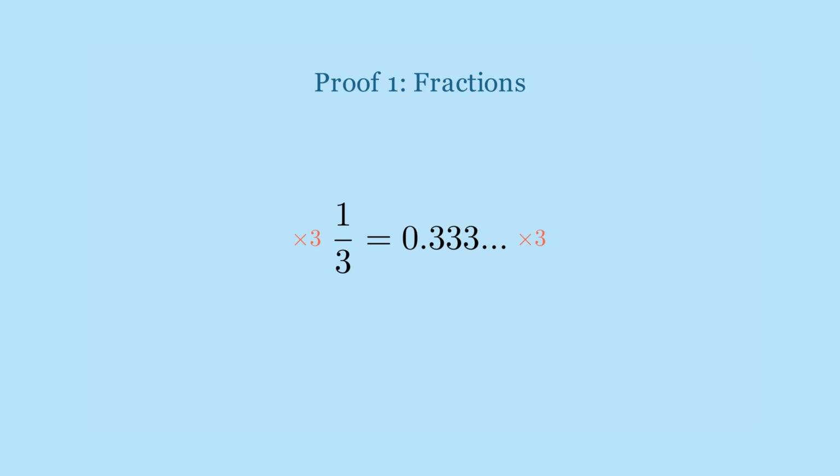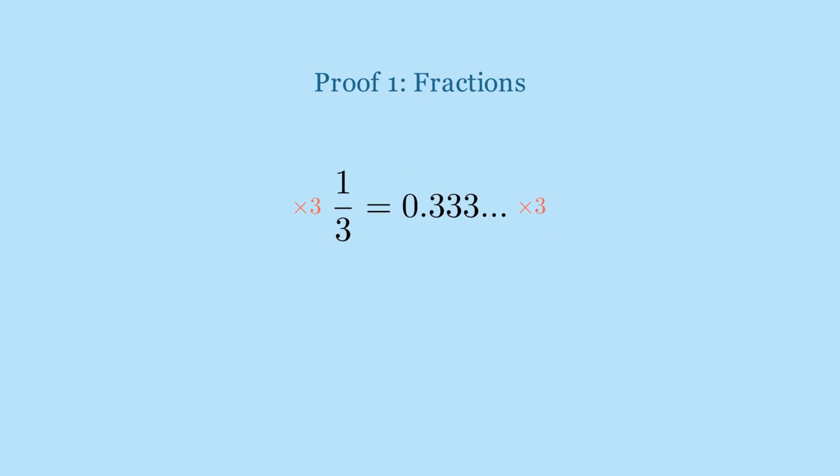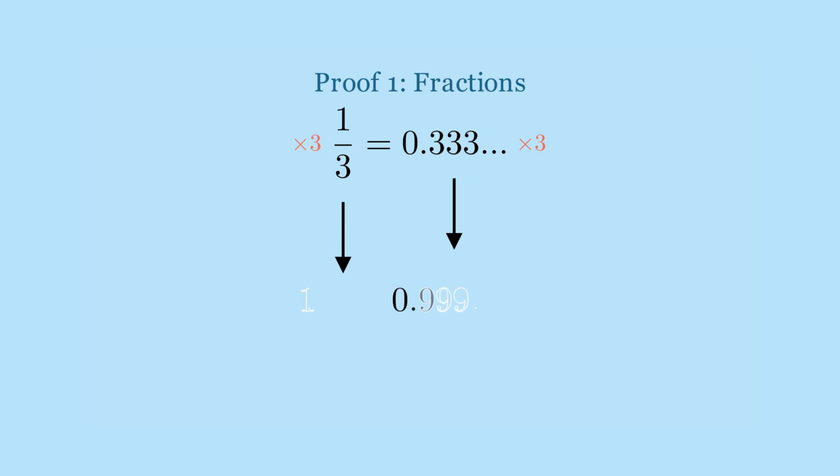Now, what happens if we multiply this by 3? Mathematically, 1 over 3 times 3 is just 1. But if you multiply the decimal version, 0.3 repeating times 3, you get 0.9 repeating. So logic dictates if 1/3 times 3 is 1 and 0.3 repeating times 3 is 0.9 repeating, then 1 and 0.9 repeating must be the same thing.